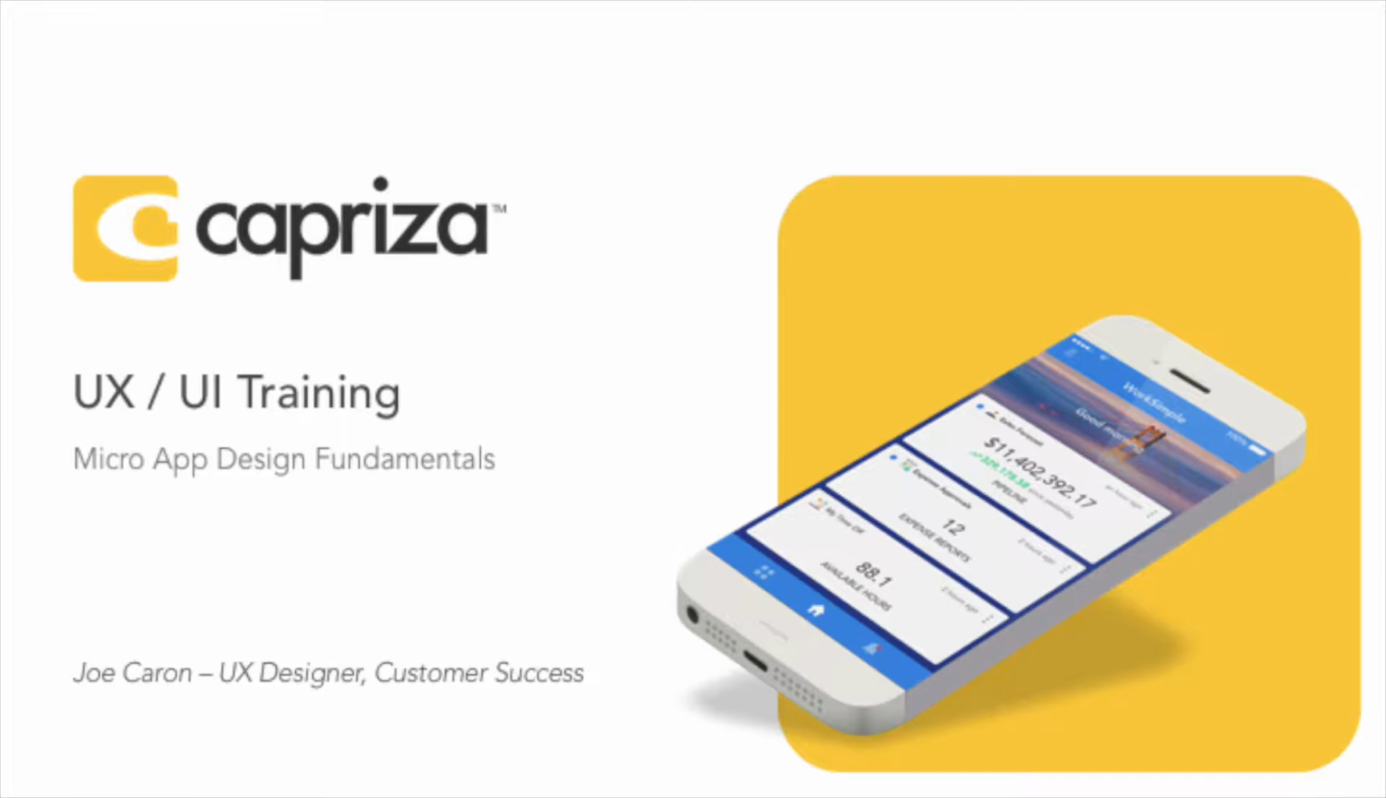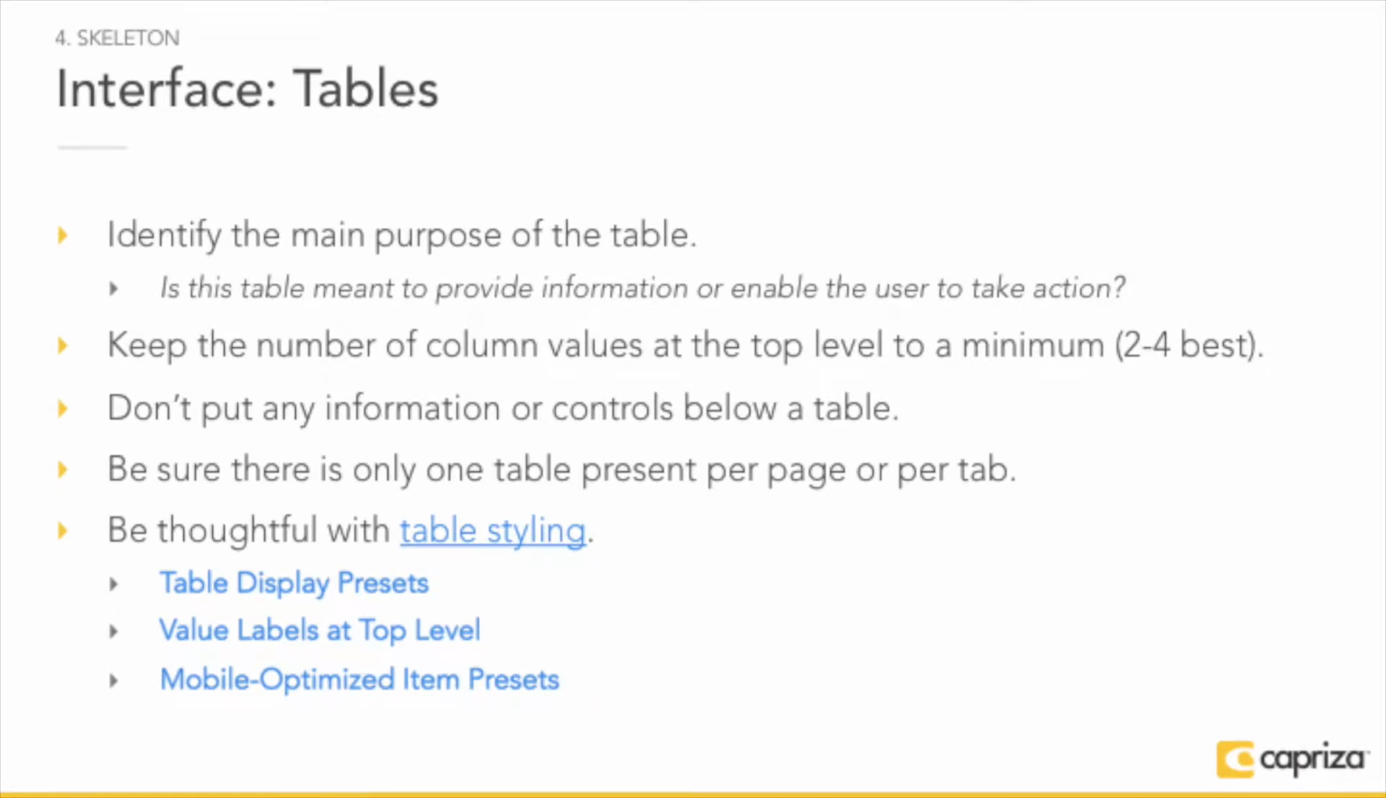In this section, we'll cover a few more interface elements in the skeleton layer and then move on to layer 5, surface. We'll begin by discussing an omnipresent feature of microapps, tables. If you're building a microapp, you're probably going to make use of a table.